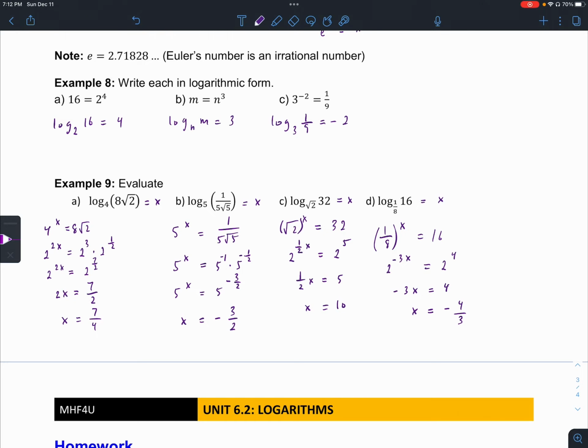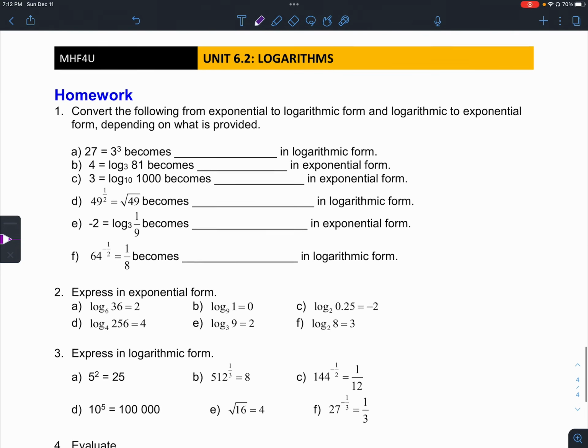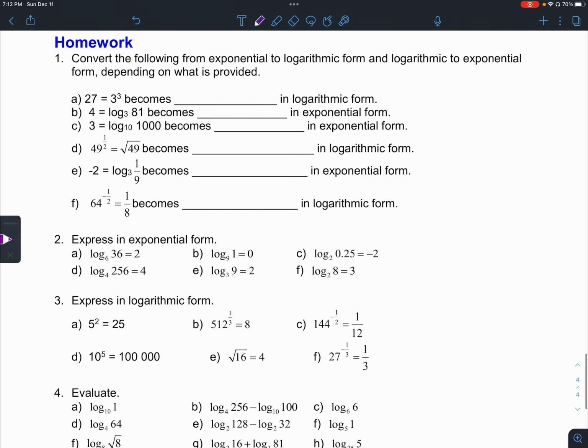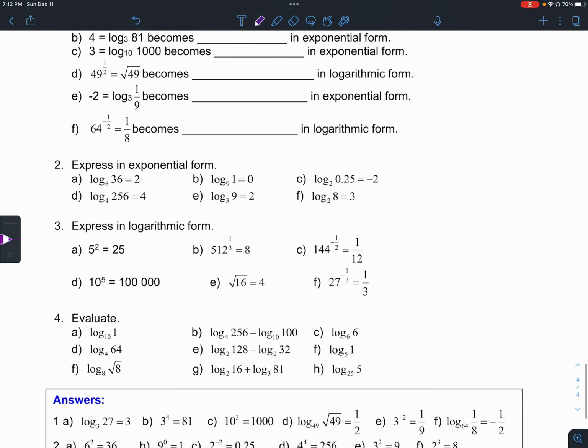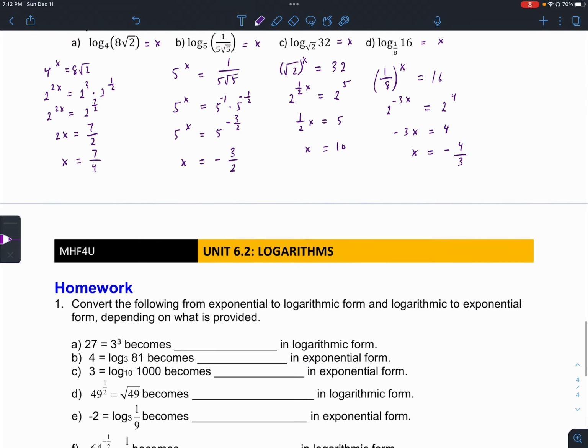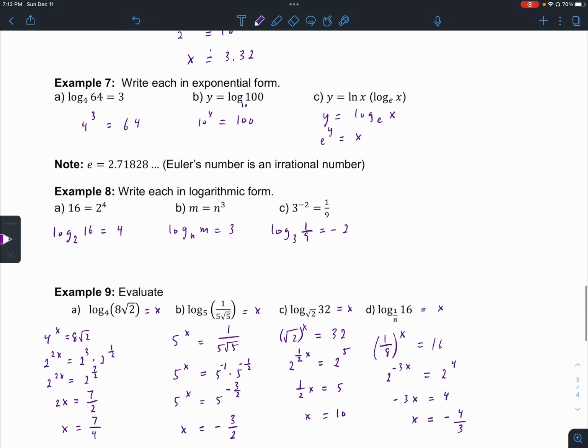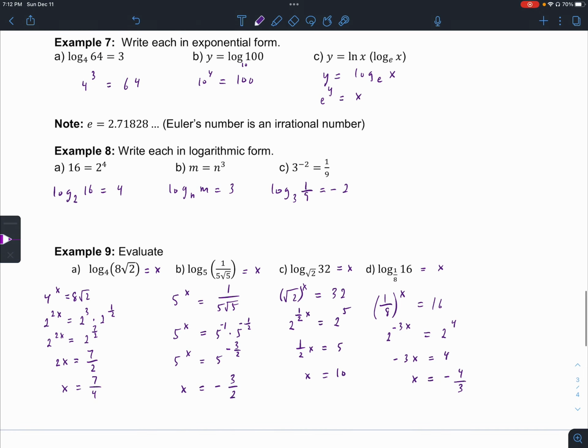All right, so what you can do for homework is there are practice questions here that involve converting from exponential form to logarithmic form or from logarithmic form to exponential form. There is also a Desmos activity on logarithms that I would recommend that you complete as well.